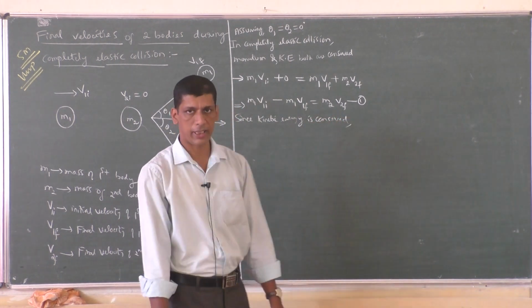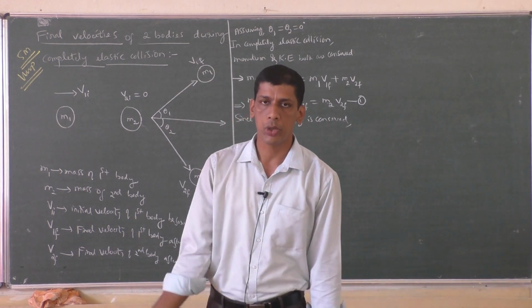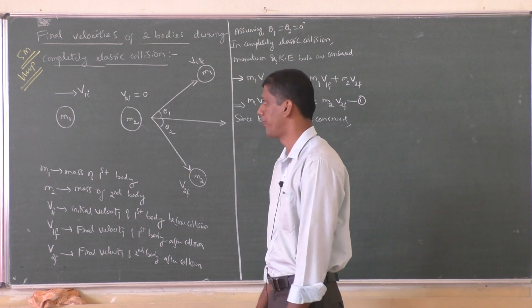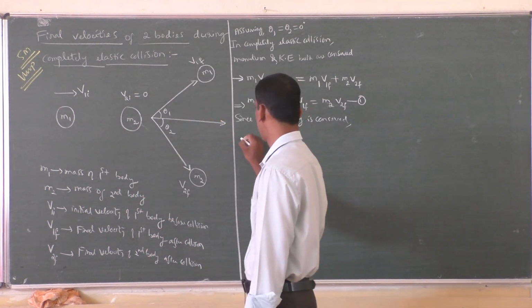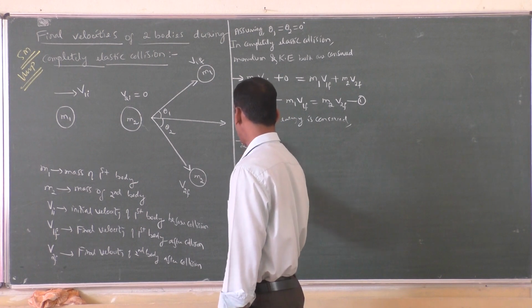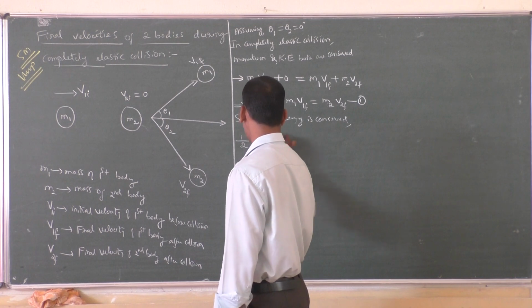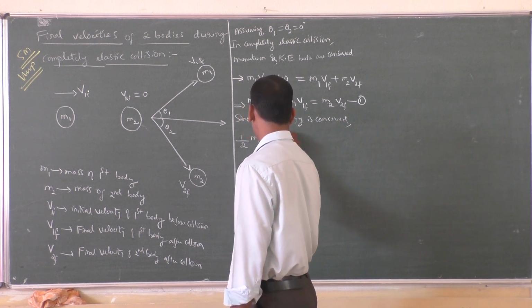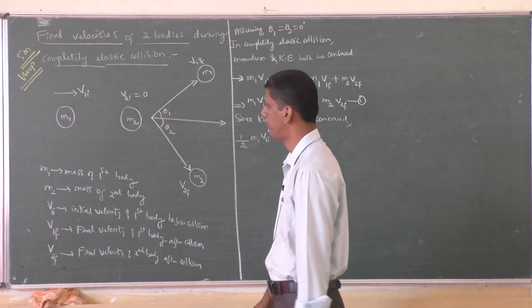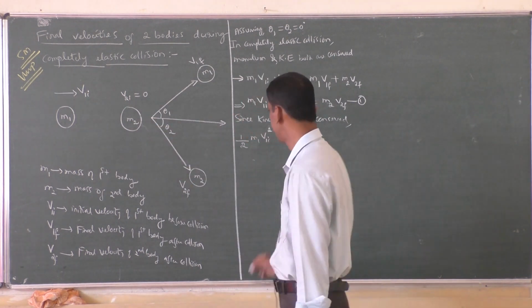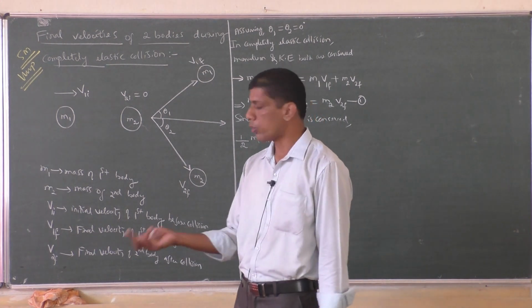If kinetic energy is conserved, how do we write it: total kinetic energy before the collision should be equal to total kinetic energy after the collision. So what is the kinetic energy of the first body? Kinetic energy of the first body is half into m1 into v1i square. Plus, what is the kinetic energy of the second body? That will be equal to 0, because this body is at rest. That should be equal to the total kinetic energy after the collision.